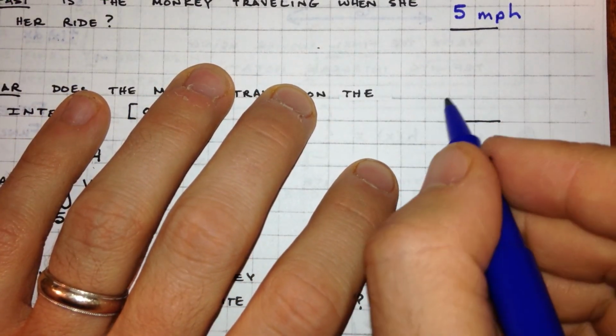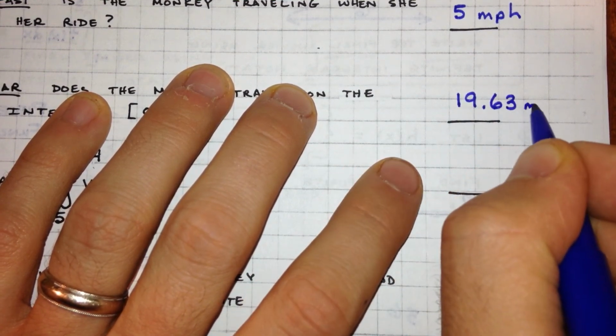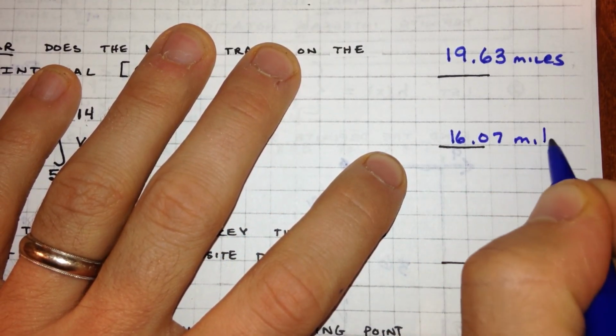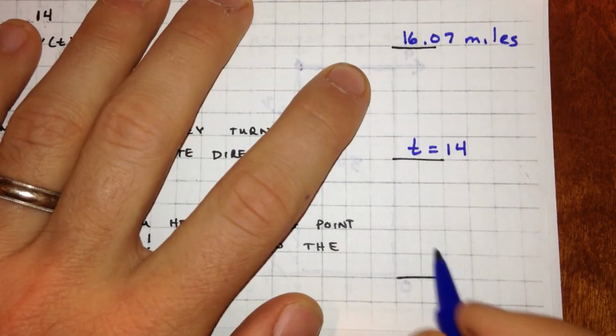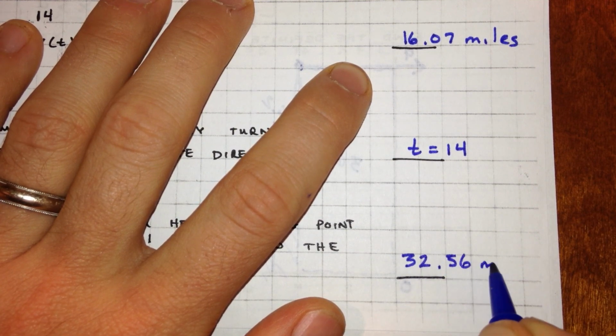So this one's 5 miles per hour. This one's 19.63 miles. The next one is 16.07 miles. The next one is t equals 14. And the last one is 32.56 miles.